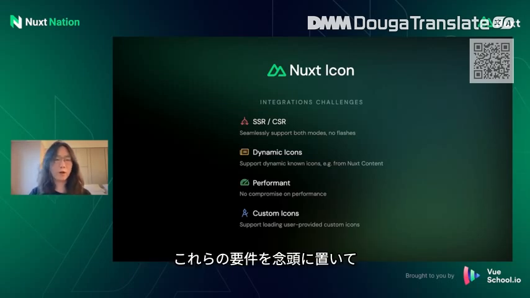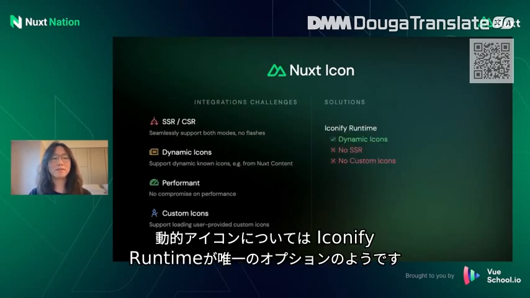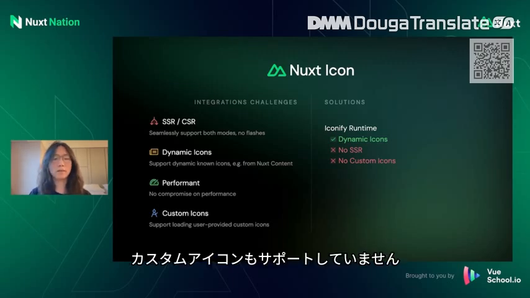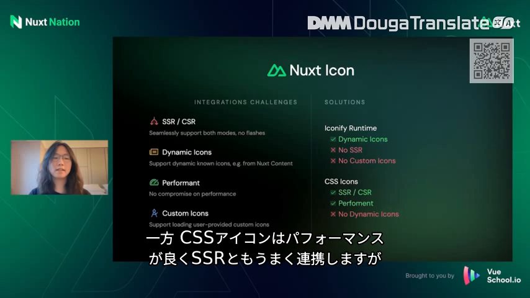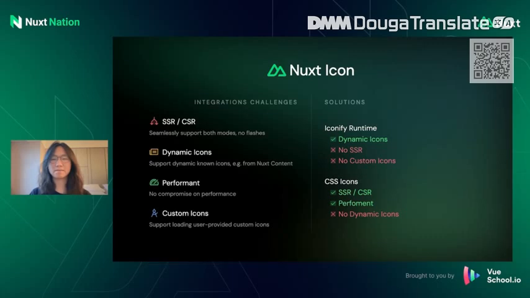With all these requirements in mind, let's compare the solutions we discussed earlier. For dynamic icons, Iconify runtime seems to be the only option. However, it doesn't work perfectly with SSR, and it doesn't support custom icons, as the request goes to Iconify servers, which are unaware of our local setup. On the other hand, CSS icons are performant and work well with SSR, but they don't support dynamic icons.